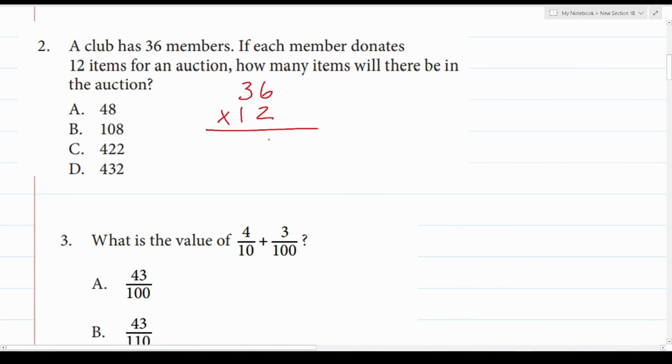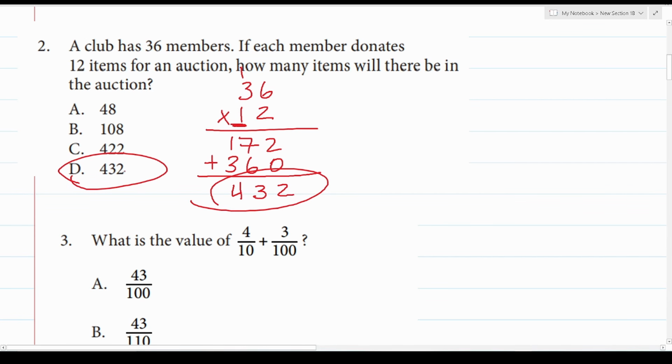6 times 2 is 12, so we're going to bring down a 2, carry a 1. 3 times 2 is 6, plus 1 is 7. Before we start multiplication with this 1, we have to bring in a 0 placeholder. 1 times 6 is 6, 1 times 3 is 3. Let's add these together. 2 plus 0 is 2, 7 plus 6 is 13, so bring down a 3, carry a 1. 1 plus 3 is 4. So in total, they'll bring 432 items, which we can see is D.